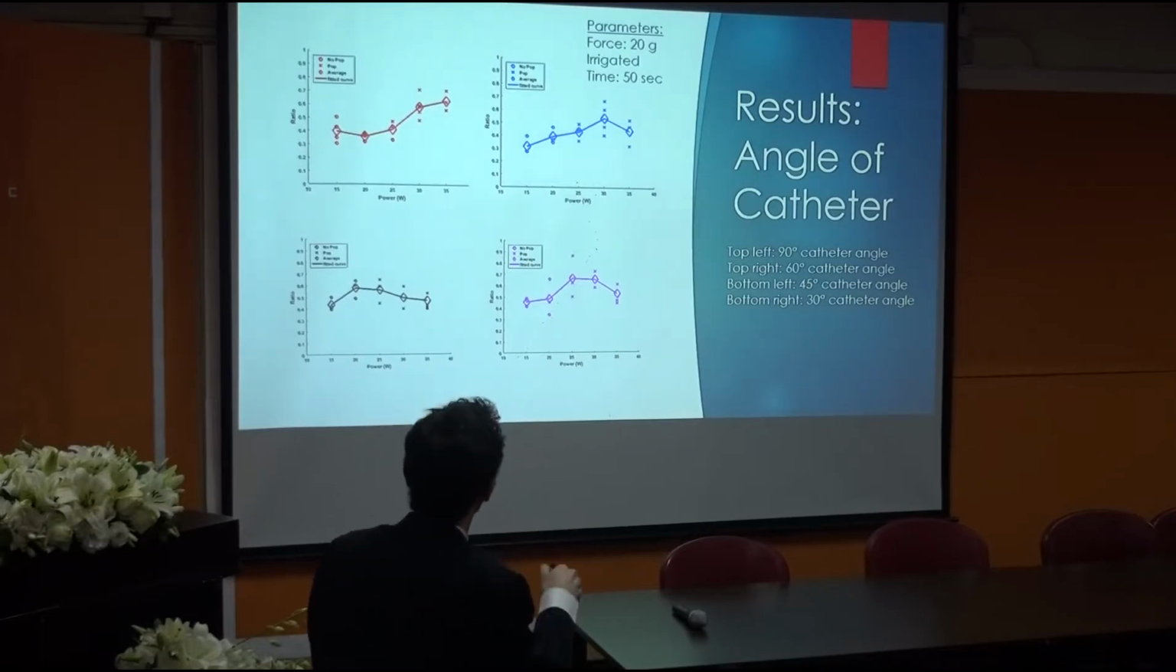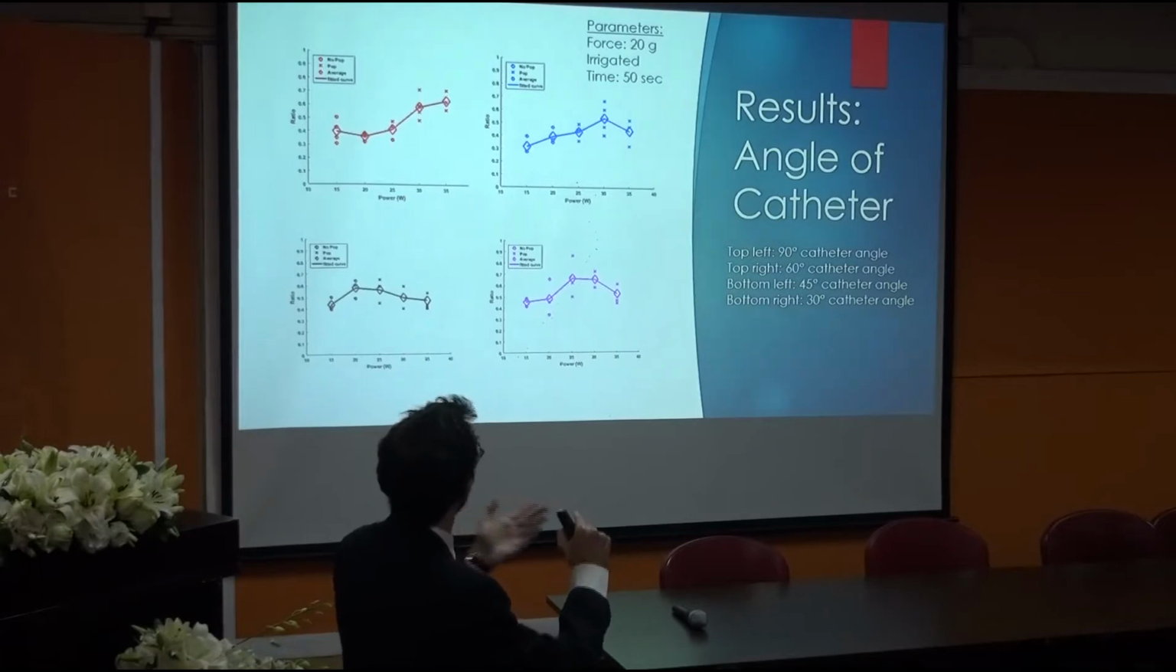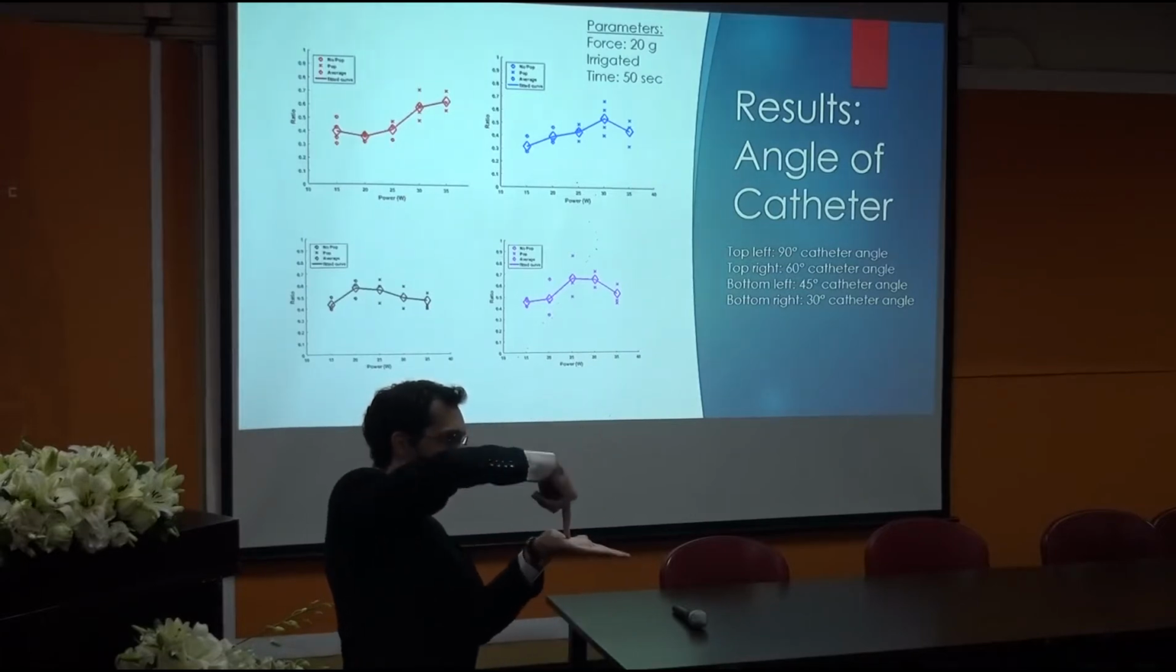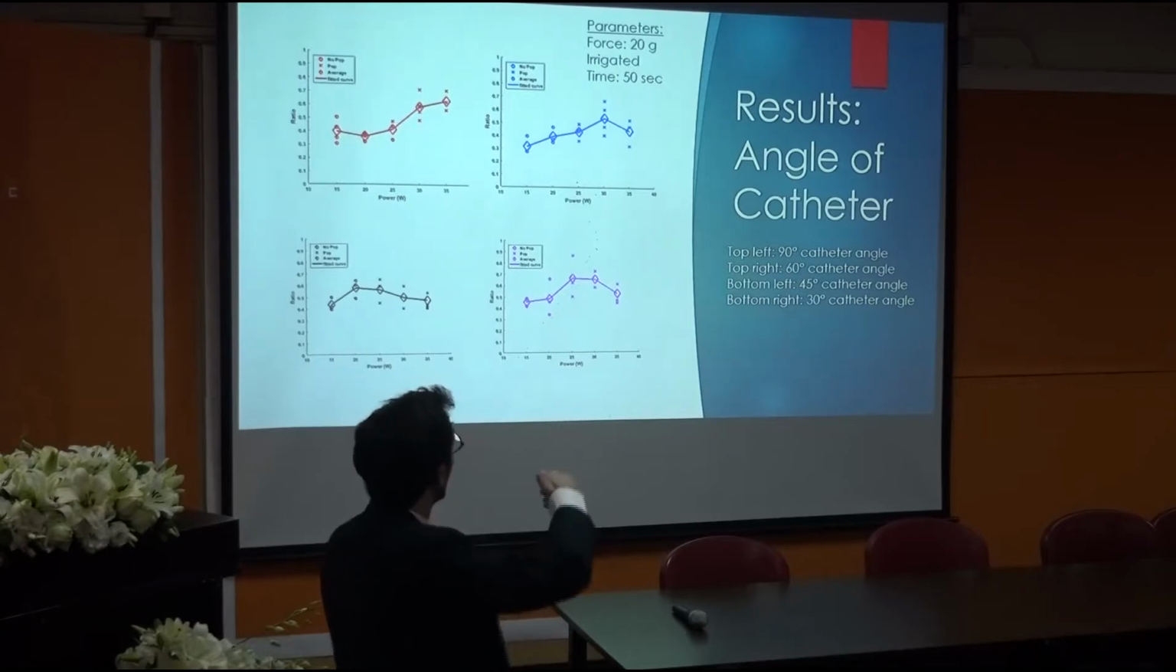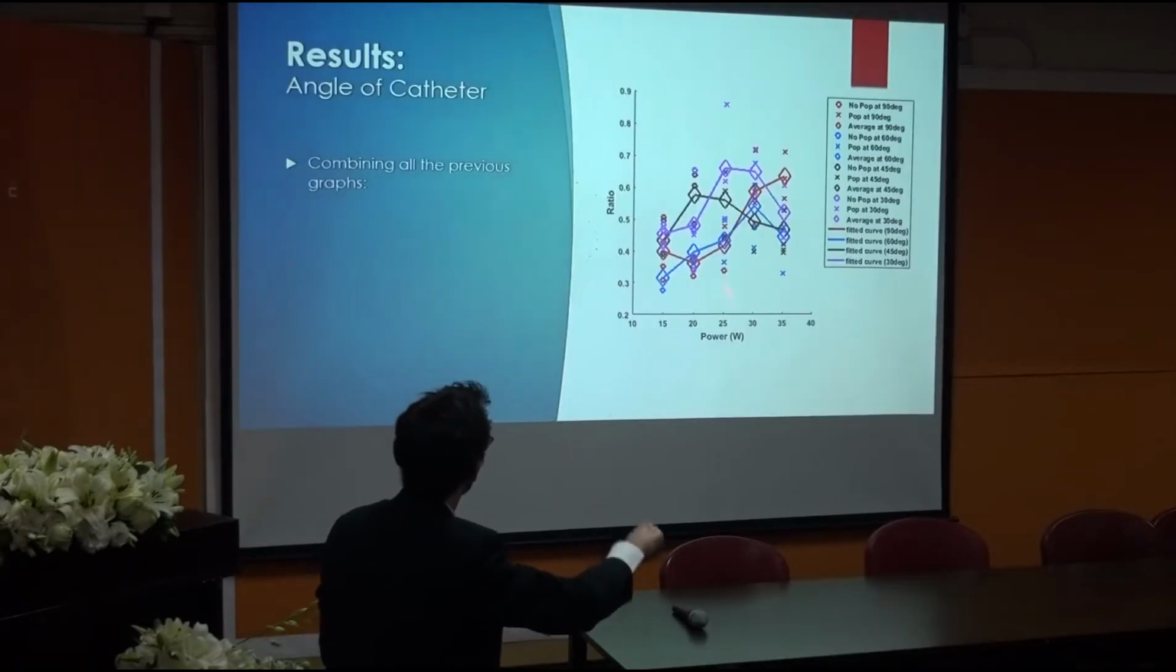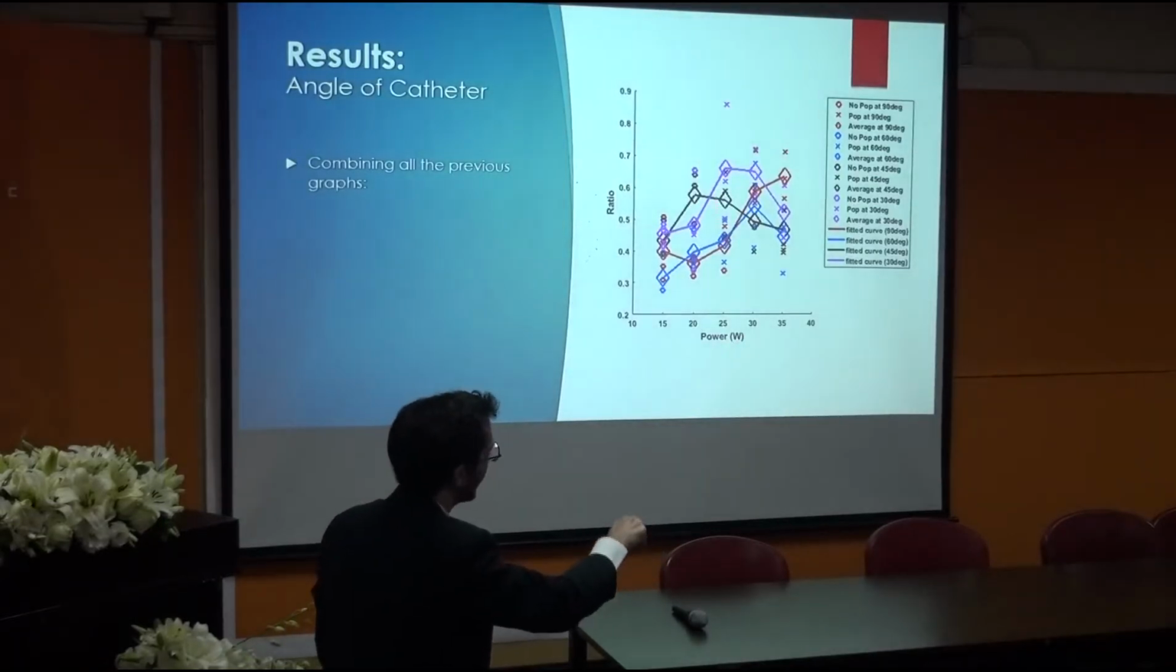So what we did is we varied from a 90-degree, and I'd like to remember that the 90-degree is between the catheter and the specimen. It's not from the normal. So we varied from 90 to 60 to 45 to 30. And in all of these scenarios, when we combine them, we got that they all start popping at 25 watts.